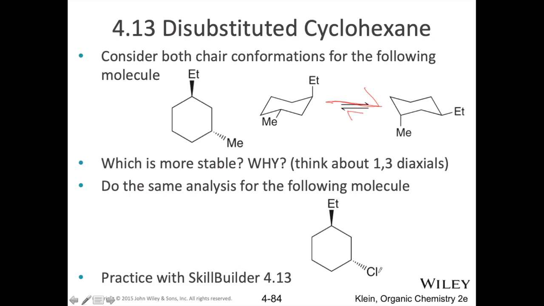We've got this bulky chlorine group, kind of where this methyl group is. Now the thing is, is chlorine more or less bulky than the ethyl group, right? You want the bulkier of these two groups to be equatorial, so it's out of the way, right? If it's axial, you're going to have that diaxial strain.